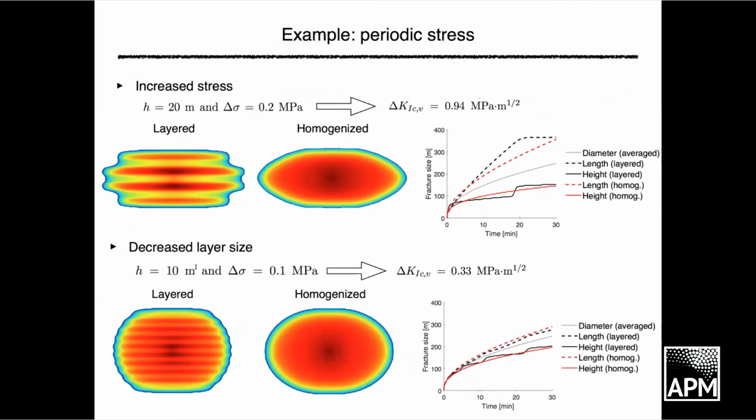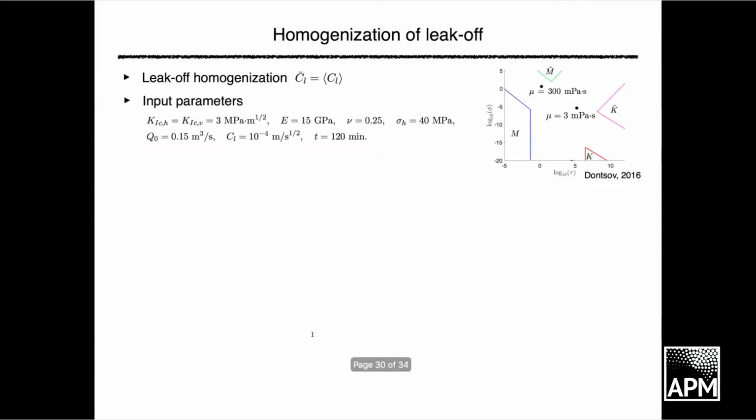Instead of 20 we go to 10, and again we see less height containment as predicted by the theory, and now we see it in numerics. So last thing, and then I'm going to stop, is Leakoff.